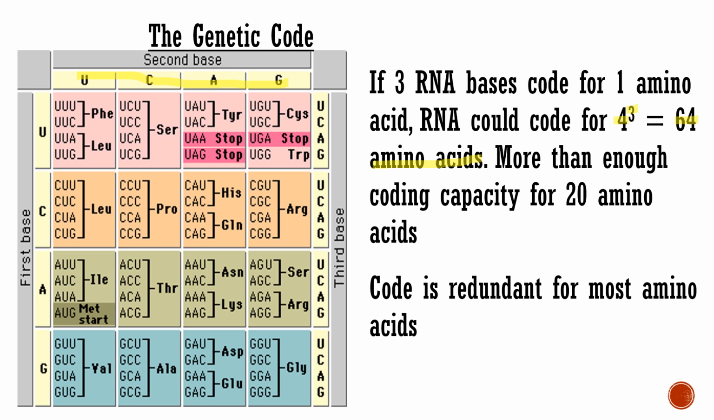Therefore, we will see here in our genetic code that the code is redundant for most amino acids. Just like for valine, we already have 4 codons here that can code for valine only. And then we have alanine, which can also be coded by 4.